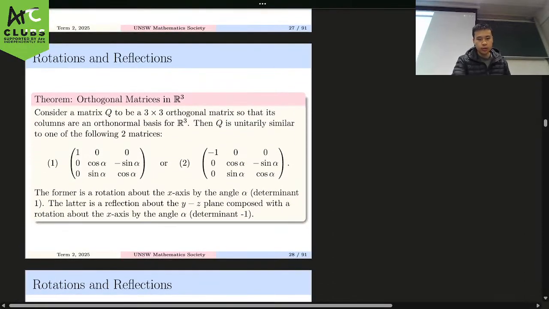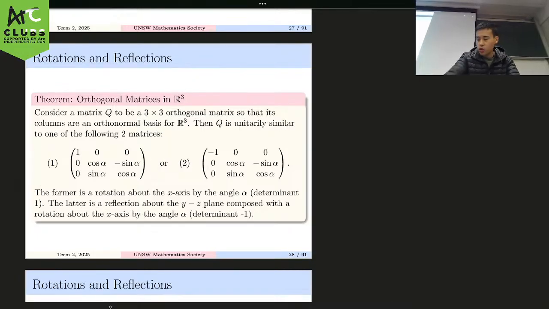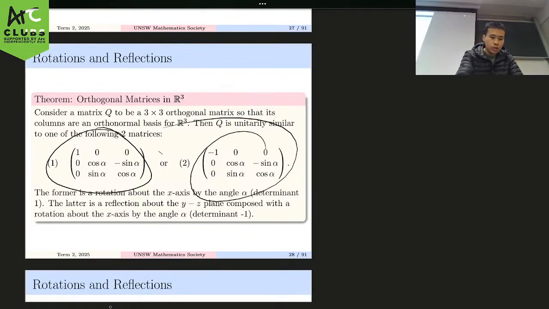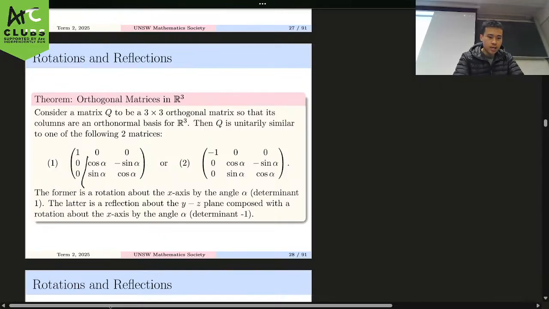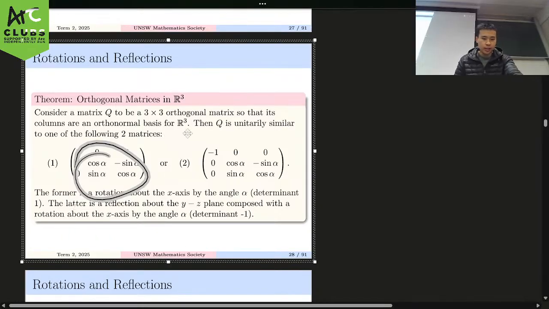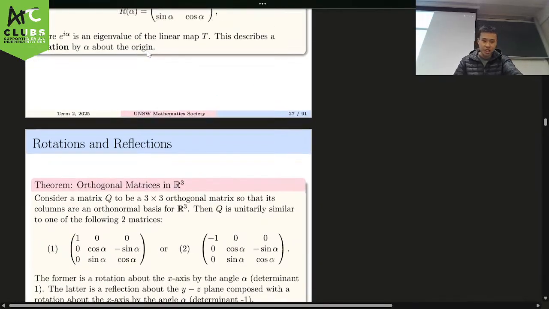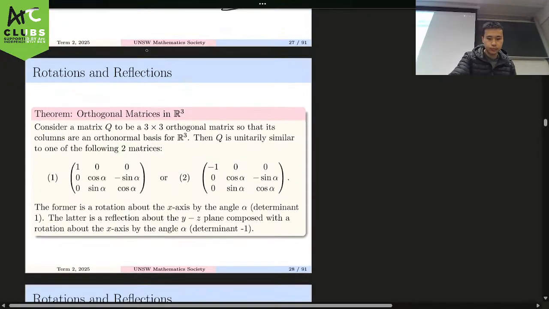Okay, so a bunch of beefy matrices here, but every orthogonal 3×3 matrix is going to be unitarily similar to one of these matrices. You notice it's the same rotation matrix, but there's a plus or minus 1 in the top left corner. If the top left corner is 1, it's just going to be a rotation by whatever alpha you're going to rotate by here. If it's -1, then you're actually going to have to do a reflection first, followed by a rotation.